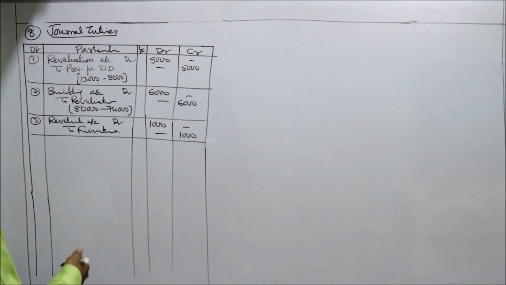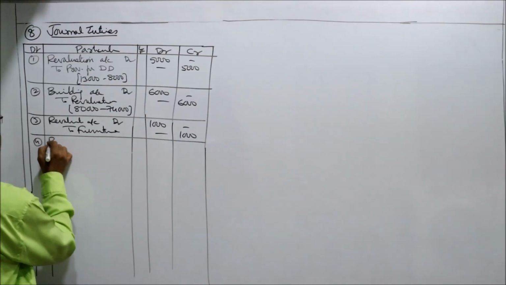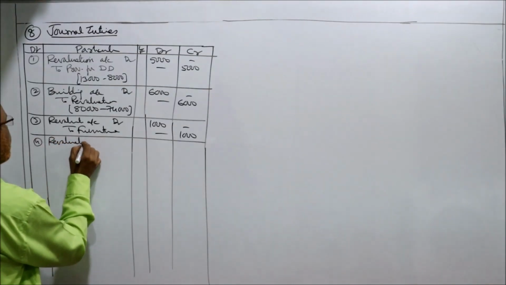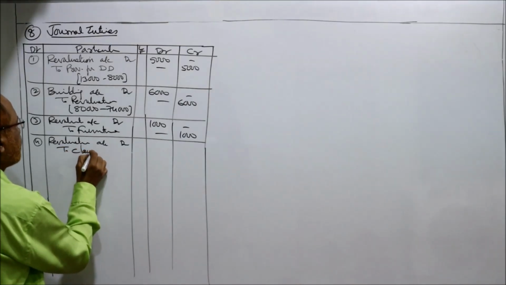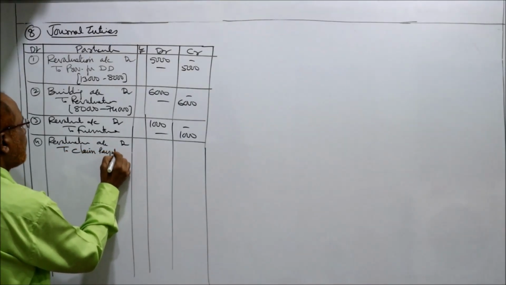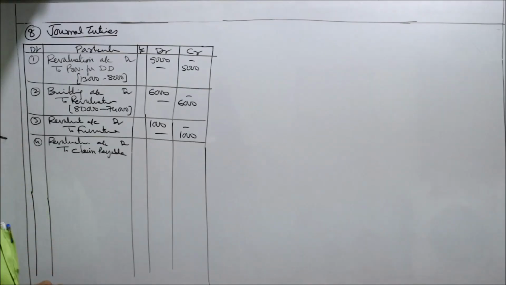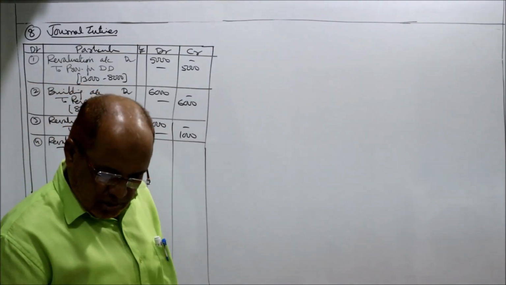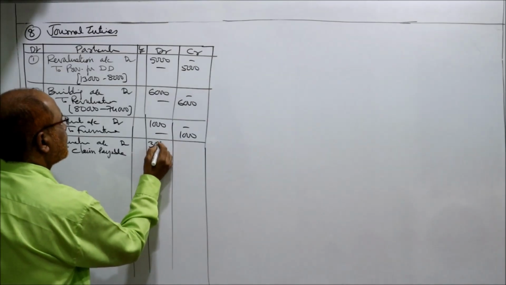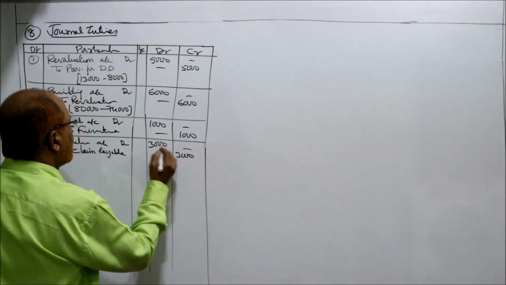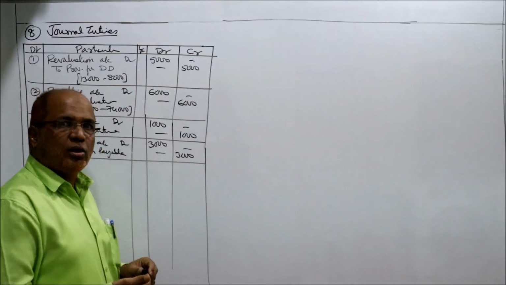Next, revaluation account debit to claim payable. New liability has to be brought into books. So revaluation to claim payable 3,000. Being a new liability brought into books.